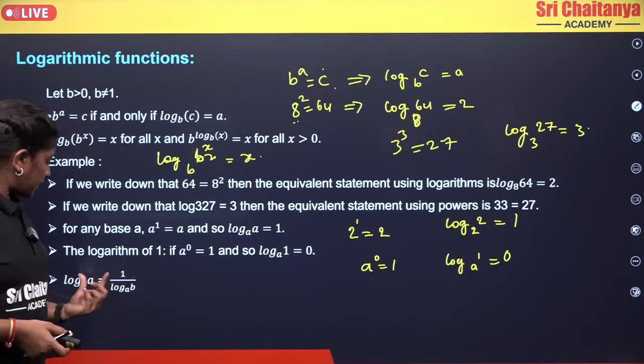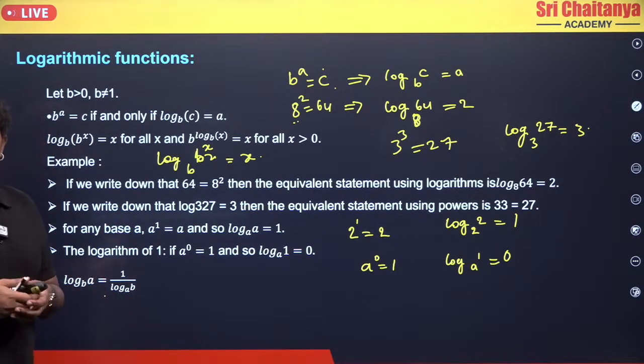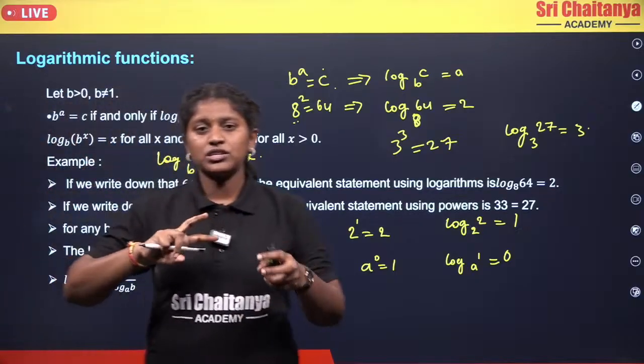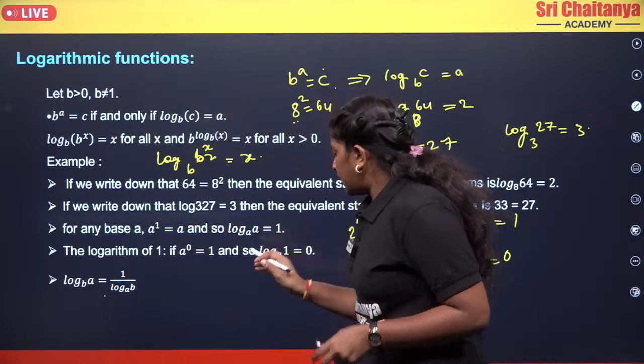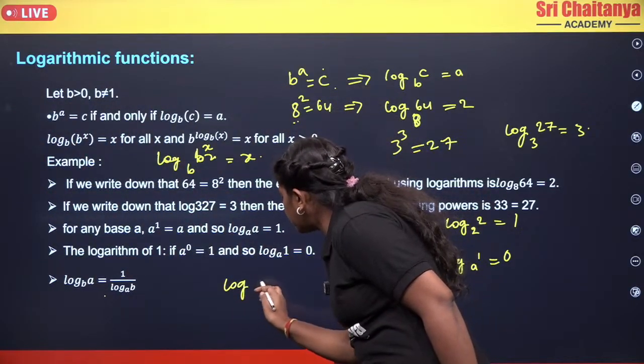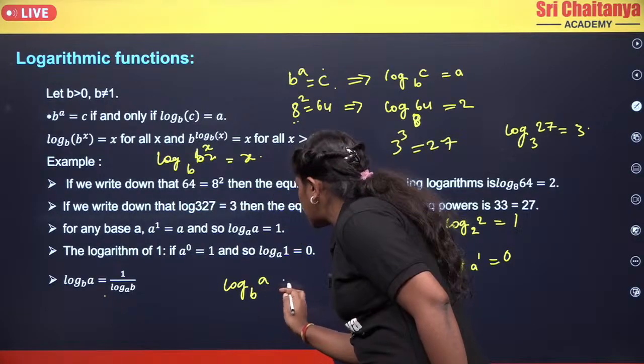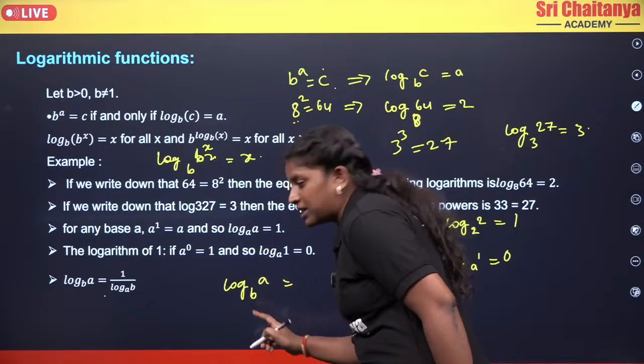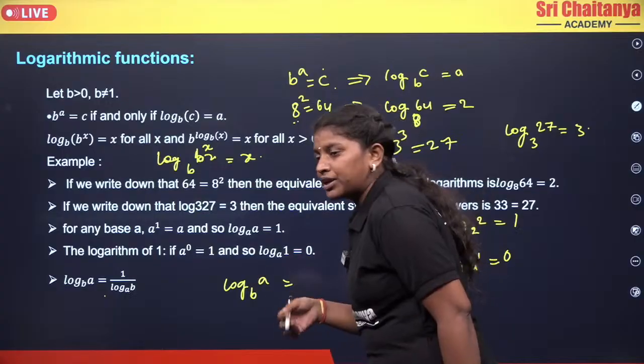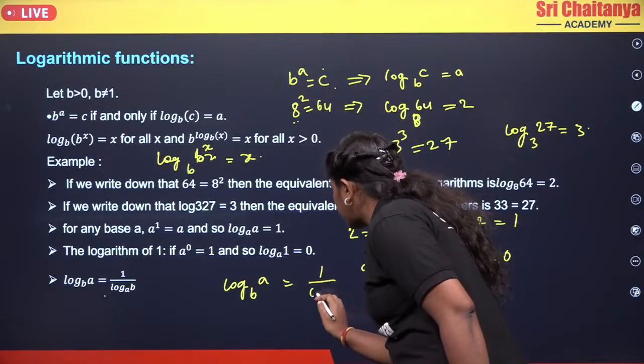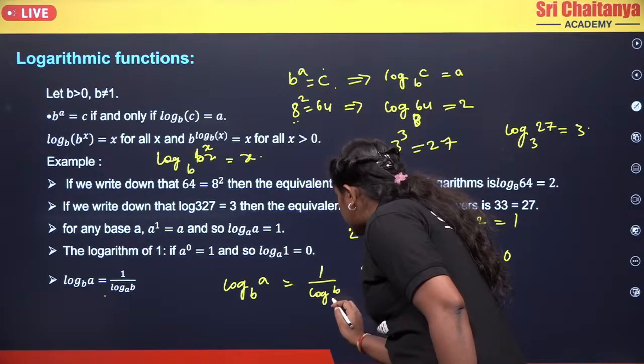Now coming to the next one, log a to the base b. Here I am just exchanging my base and the value. It means if I have log a to the base b, I need to exchange my value with the base. Then we can write it as 1 by log b to the base a.